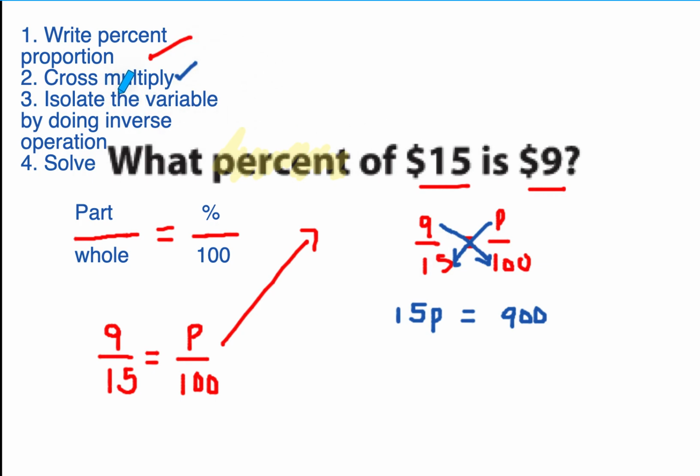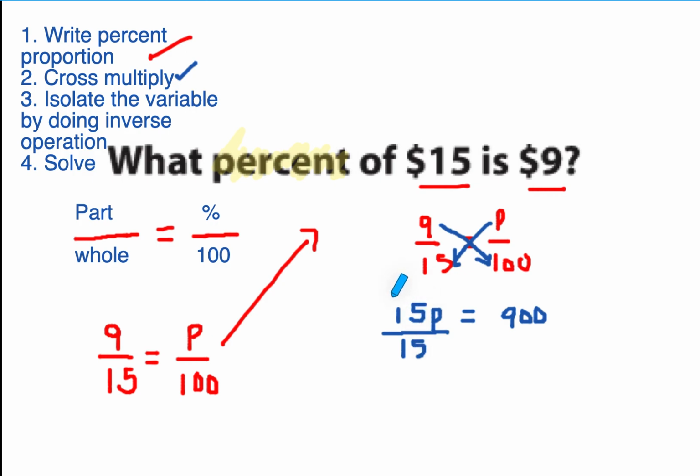Step 3 says to isolate the variable by doing the inverse. I have to isolate or get P by itself. What is stuck to the P? The number 15. I need to get rid of it. It's being multiplied. What undoes multiplication? I'm hearing it. Division. Divide away the 15. Why? I need P by itself. That's how you isolate the variable.